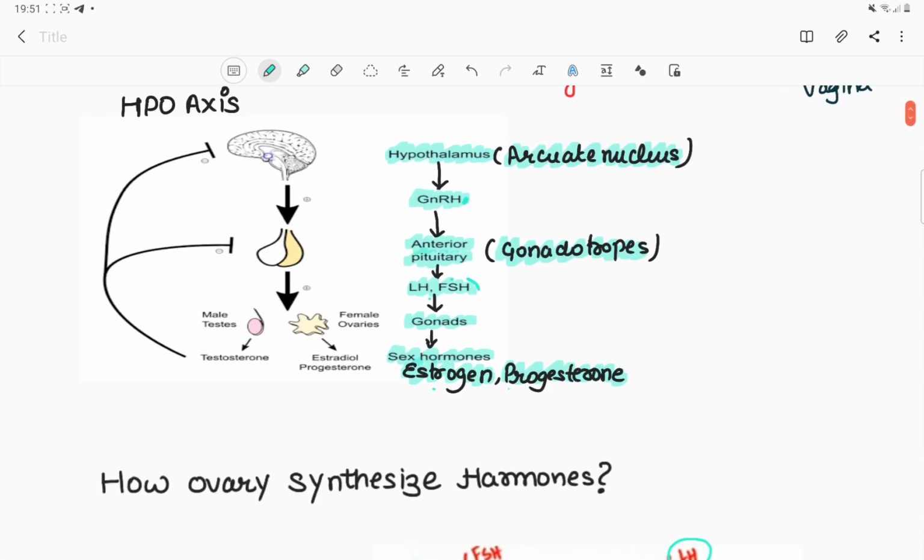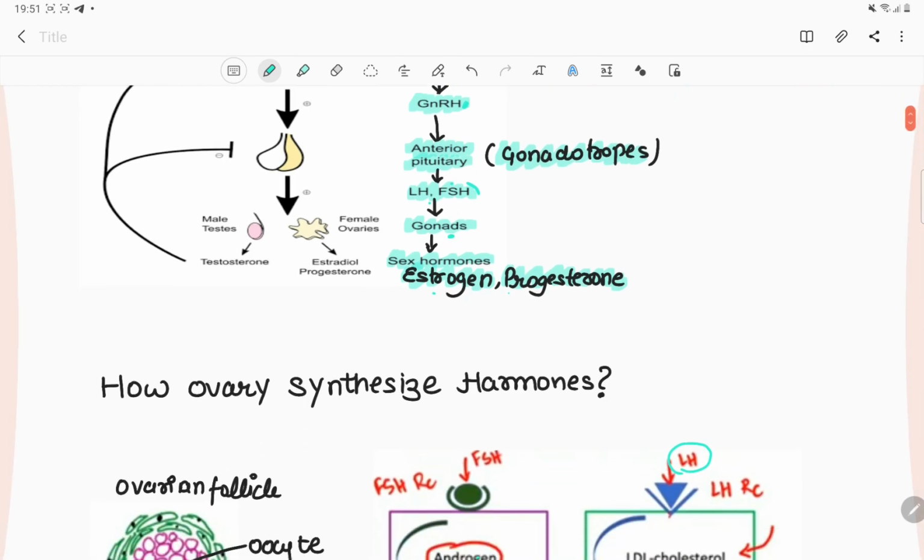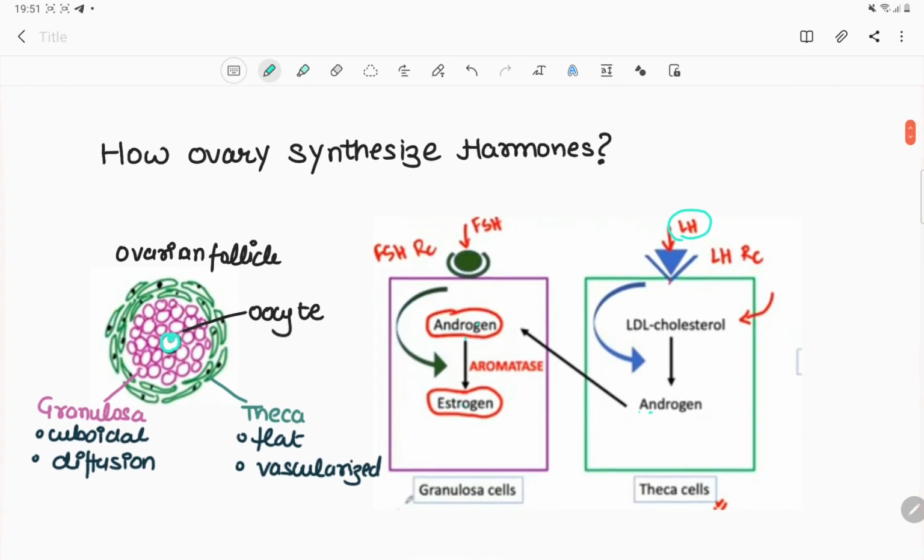What is the HPO axis? In the hypothalamus, the arcuate nucleus will release gonadotropin releasing hormone. This will work on the anterior pituitary or gonadotrophs. This will further lead to release of luteinizing hormone and follicular stimulating hormone. These will work on the gonads, leading to release of estrogen and progesterone. But how do these ovaries synthesize these hormones?